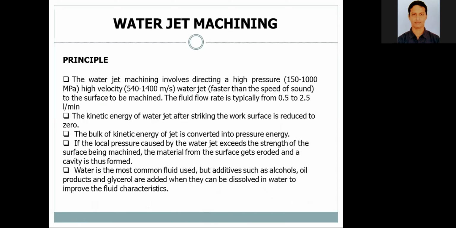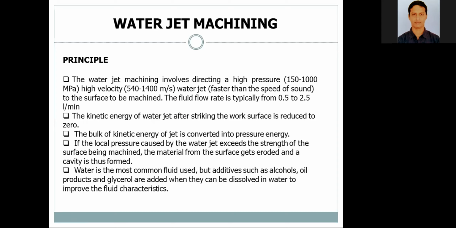Now we discuss the principle of water jet machining. Water jet machining involves directing a high pressure, high velocity water jet to a surface to be machined. The fluid flow rate is typically from 0.5 to 2.5 liters per minute. So this is a small amount of water per minute, but if we look at the tip sizes, which is 0.1 to 0.3 millimeter, this is very small. So 0.5 to 2.5 liters of water can serve for up to 1 minute.